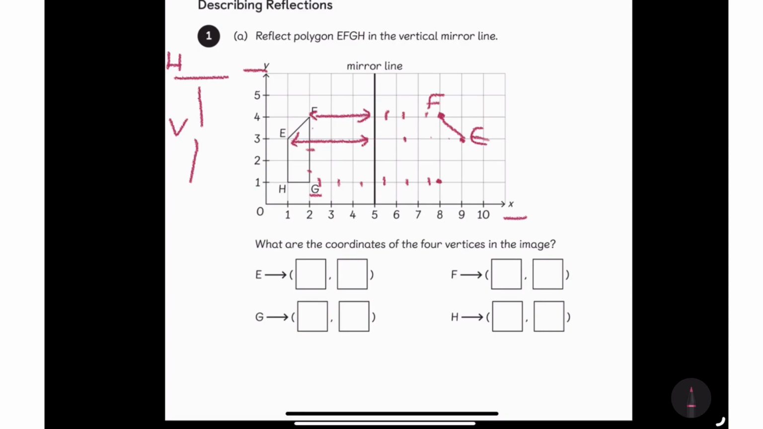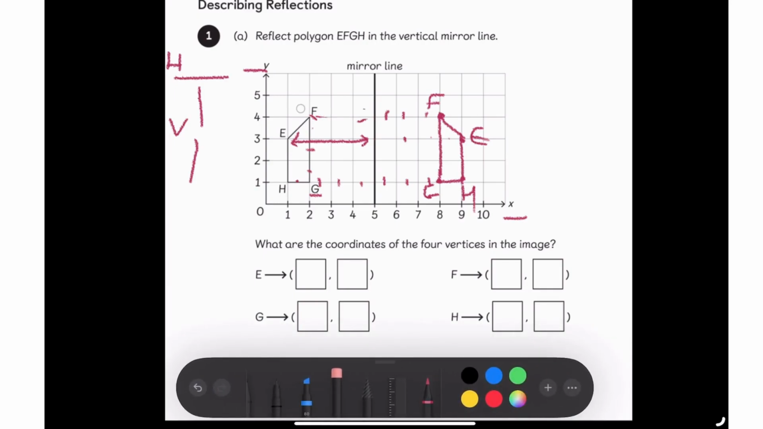Let's go to H. So G was after 3 units. H is just 1 unit after that, which is going to be here, right? Therefore, I will join this figure, okay, and I'll get my reflection. So this is G and this is H. Now, it's saying you have to reflect the polygon. We are done with the reflection. Let's start with the coordinates now. In order to know it clearly, let me rub this so that you have a clear idea of what exactly I have done. And this is how my reflection has happened.